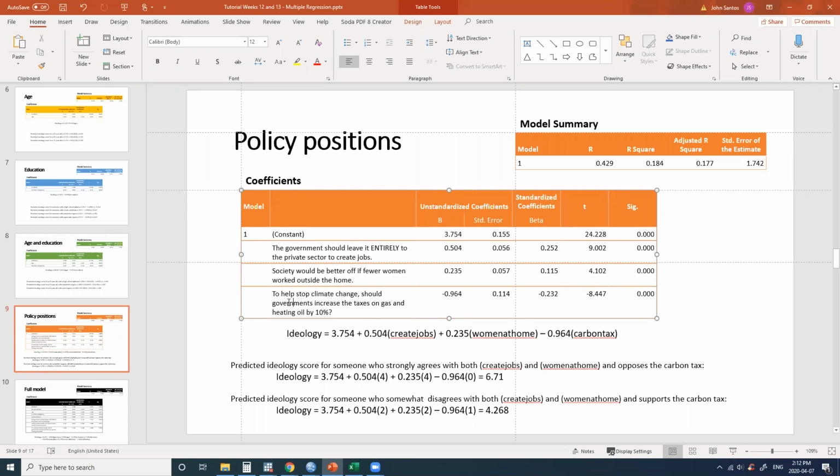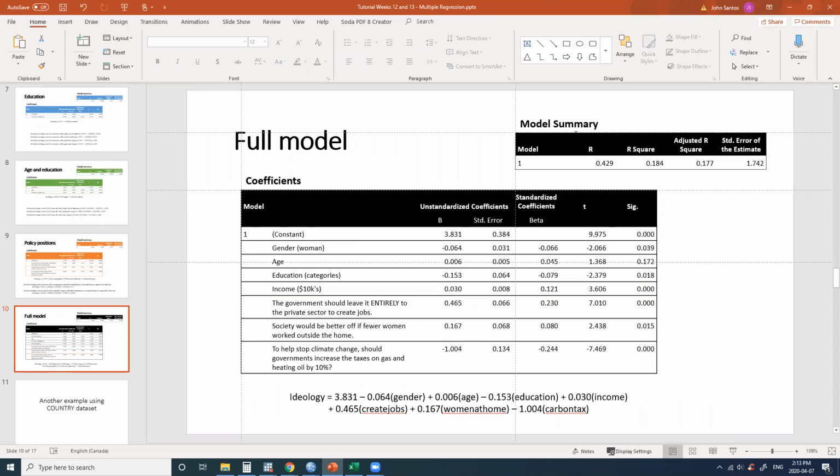And then the carbon tax is simply this question: to help stop climate change, should the government increase the taxes on gas and heating oil by 10%, which is coded 1 if someone supports this hypothetical carbon tax, and 0 if somebody didn't support the carbon tax. And so we could run this full model in SPSS.